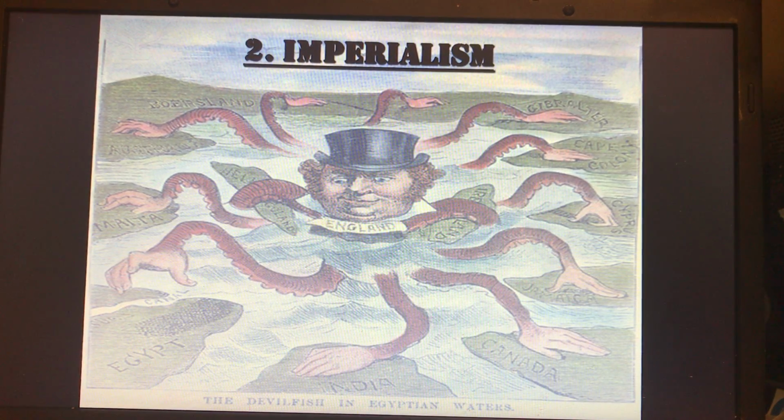Second long-term cause, imperialism. This is a term and a concept you guys are very familiar with. It's larger countries going out and taking over smaller or weaker countries to extract resources, set up markets, and to dominate the economic, social, political, and often even the cultural landscapes of the nations that they took over.